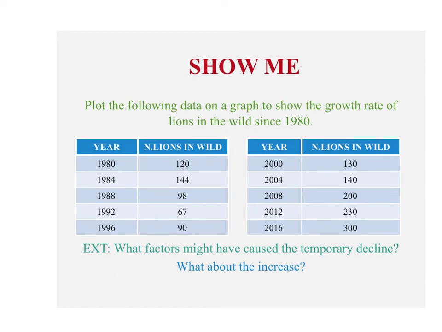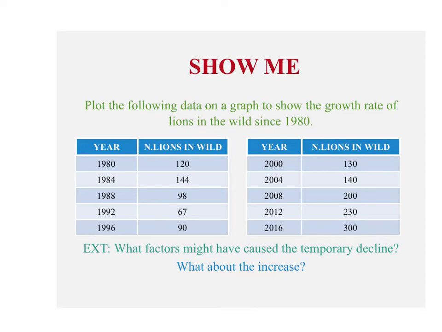So now it's your turn to do some plotting. I've got some data here, so the years on the X and the number of lions in the wild to show the growth rate of lions in the wild population since 1980. You can either do this on Excel, you can do it on lined paper and take photos and put it into your notes, or you can Google graph paper and print out a couple of sheets of graph paper, because you're going to need some in a sec as well, and plot this graph for me.